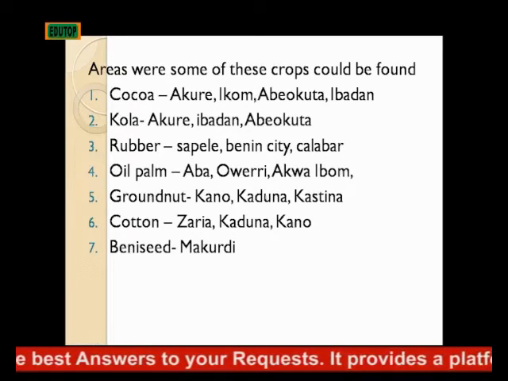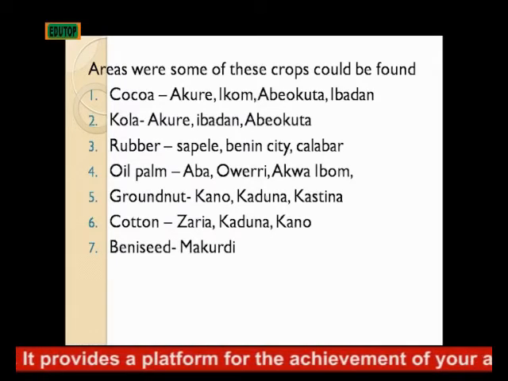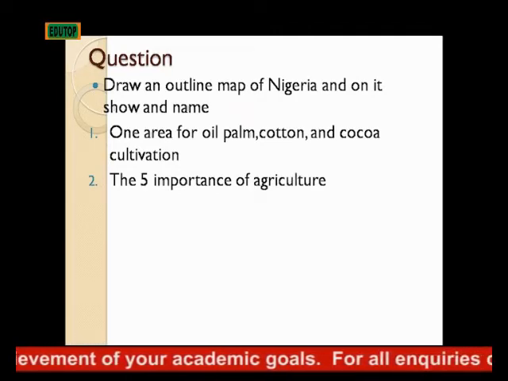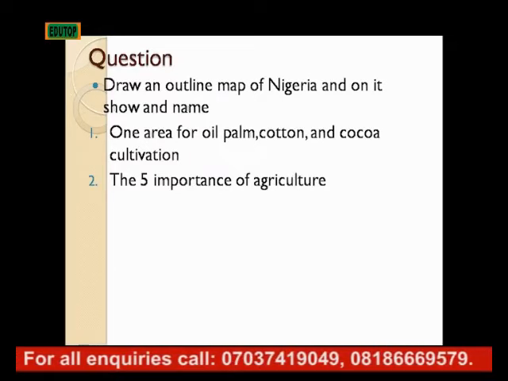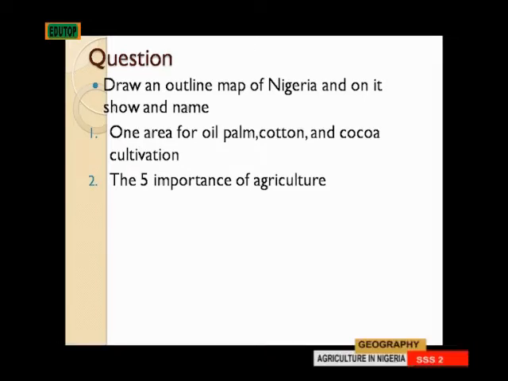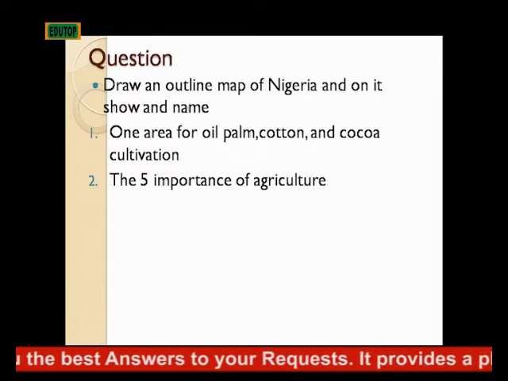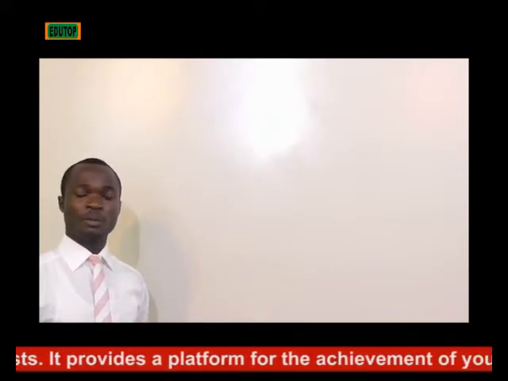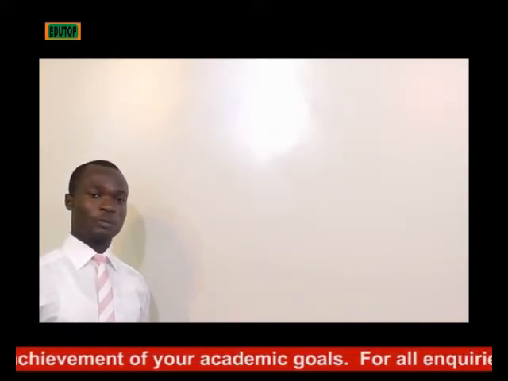Groundnut also, we have groundnut in Kano, in Kaduna and Katsina. Cotton in Zaria, Kaduna and Kano, and Benniseed in Makurdi of Benue State. Now, let's take this question. It says, draw an outline map of Nigeria, and on the map, show and name one area for oil palm, one area for cotton, and one area for cocoa cultivation. And the last question says, state 5 importance of agriculture. Question 1 says, draw an outline map of Nigeria, and on it show and name one area for oil palm, cotton, and cocoa cultivation.